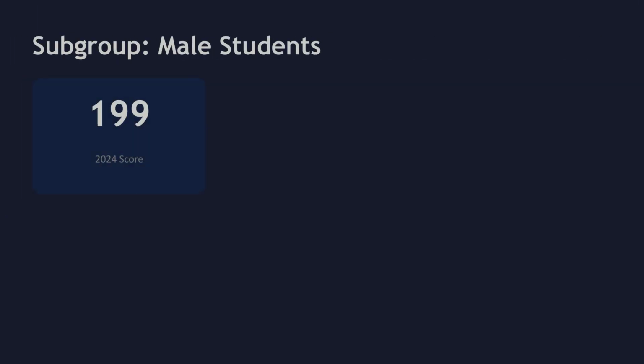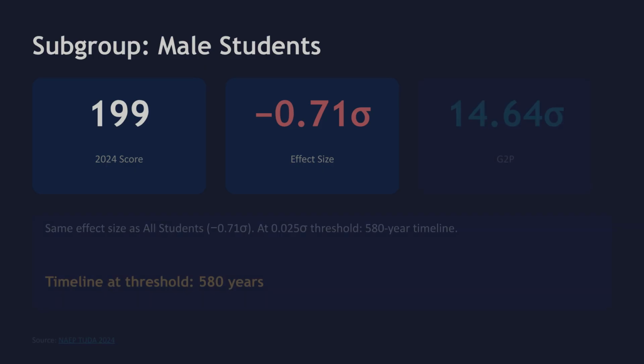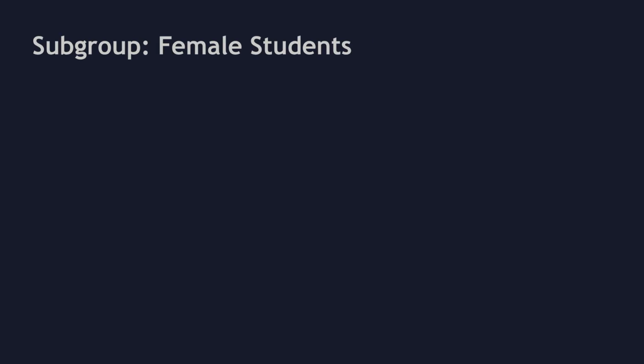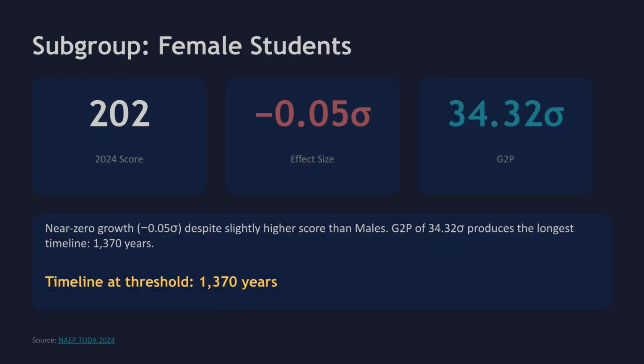Male students have a 2024 score of 199 and share the same -0.71 sigma effect size as all students. This equates to a 580-year timeline to proficiency at the threshold. Female students have a 2024 score of 202. Despite being slightly higher than males, their effect size is near zero at -0.05 sigma. This low growth rate, coupled with a large gap to proficiency, produces the longest timeline, 1,370 years.